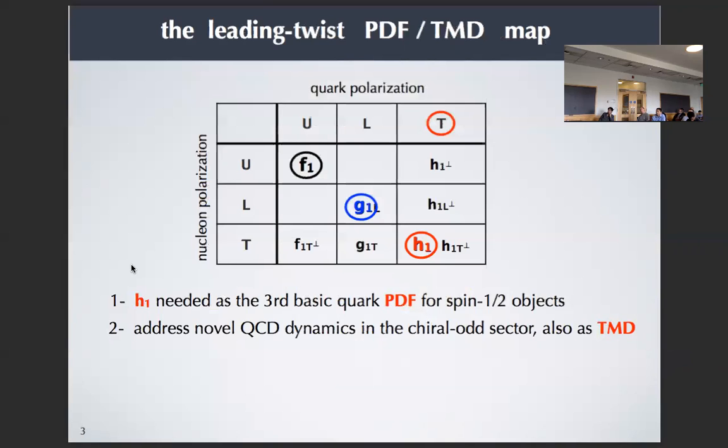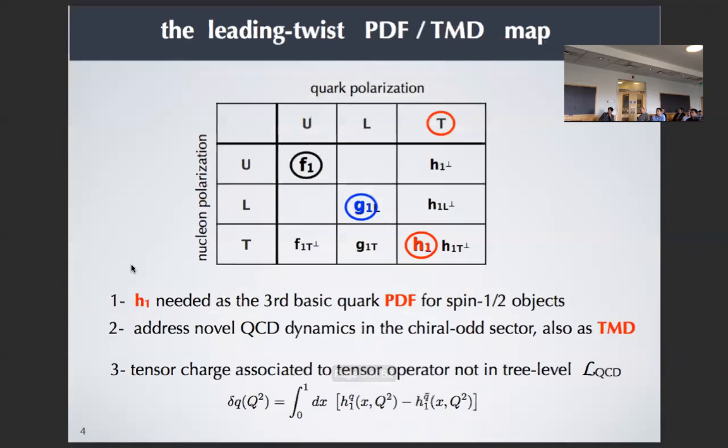But there is another third good argument that probably was not clear at the time of the EIC white paper, and has to do with the first moment of transversity, which is called the quote-unquote tensor charge. I put quotes because it's not a conserved quantity. But in any case, it is connected to an operator, the tensor operator, which does not appear in the QCD Lagrangian, at least at tree level. So it could be, again, a tool to explore new physics beyond the standard model.